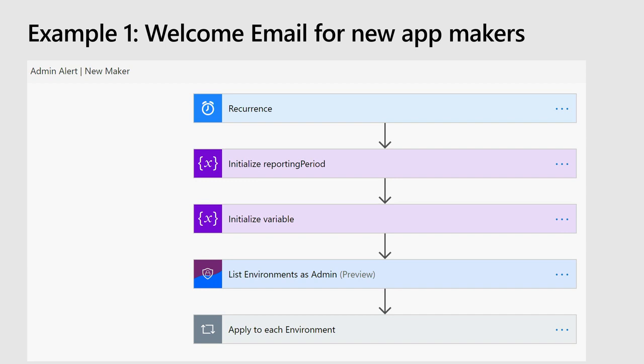So I want to just give one example here of a flow that was created using those admin connectors. The scenario here is that you have a new app maker, someone who just created their first app within an organization. Something that will probably happen pretty often in any specific organization.